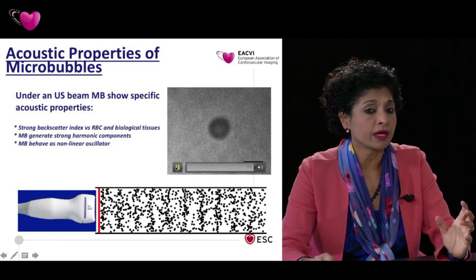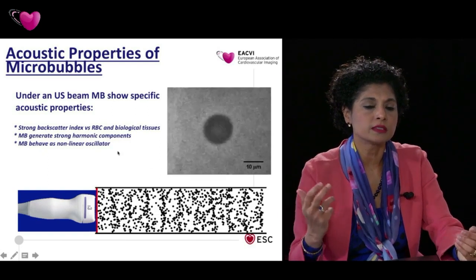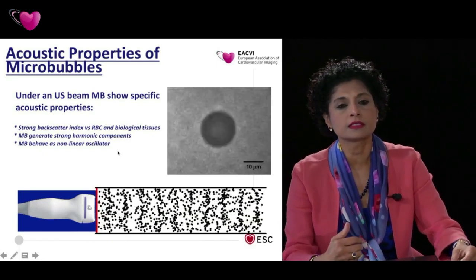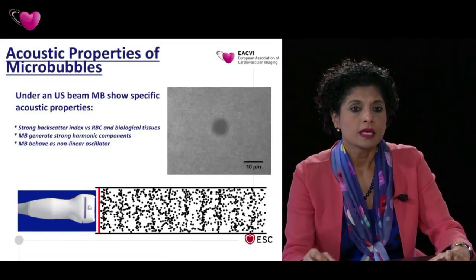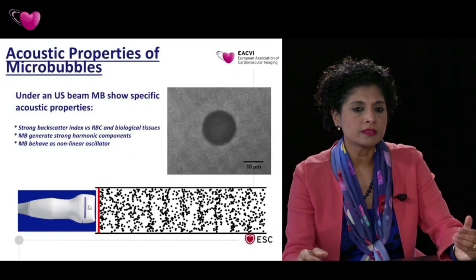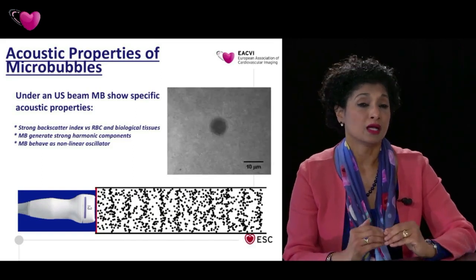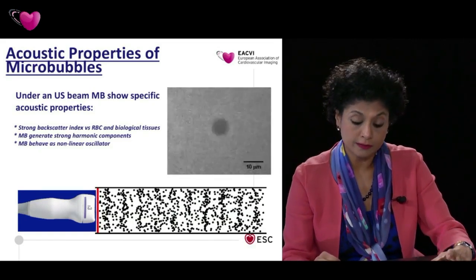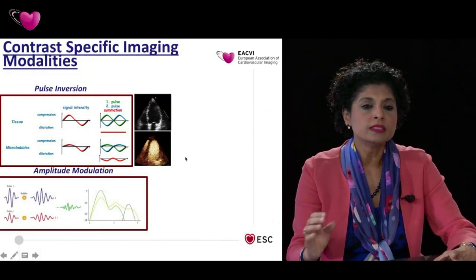So we use microbubbles, which are actually smaller than red blood cells in size, but when injected in the circulation, they have the same rheology as blood cells. The microbubbles actually oscillate when exposed to ultrasound waves, and they have a very strong backscatter index compared to the red blood cells and biological tissues. They are nonlinear in their oscillation, and they generate very strong harmonic signals. And this is the property which is actually used in this imaging technique.